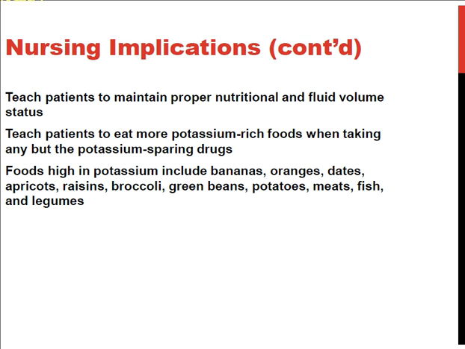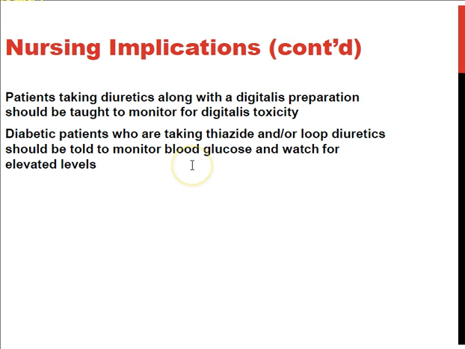Teach the patients to maintain proper nutritional and volume status. So if they're taking a diuretic, we don't want them to get dehydrated, but we also don't want them to drink so much fluid that it counteracts the effect of the diuretic. It may be helpful to eat potassium-rich foods. Think about what those are. Things like bananas, oranges, dates, leafy greens. Sometimes by eating enough potassium-rich foods, they can get enough potassium that they may not have to take a potassium supplement.